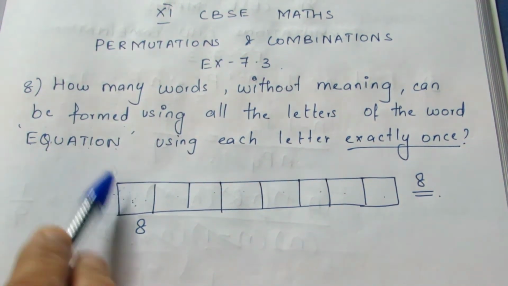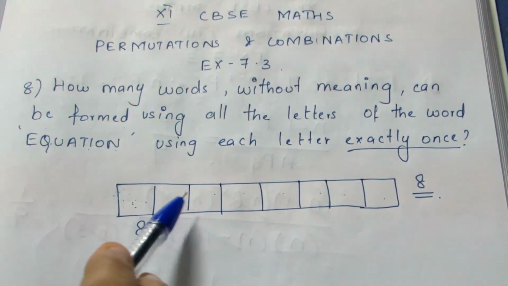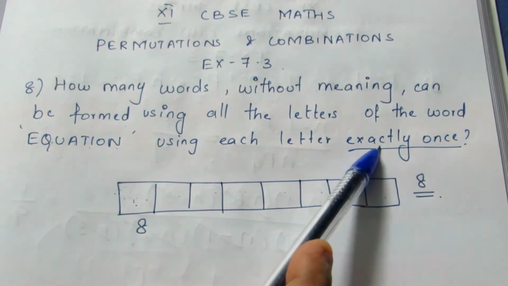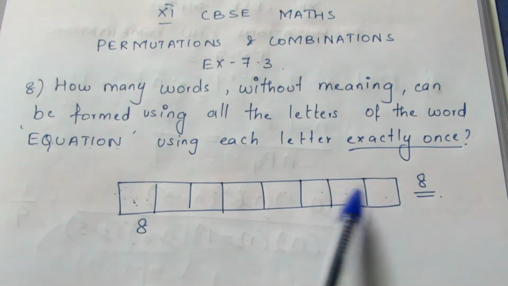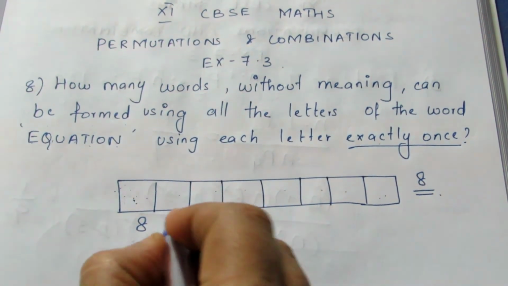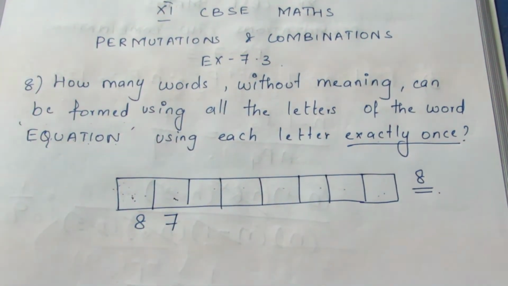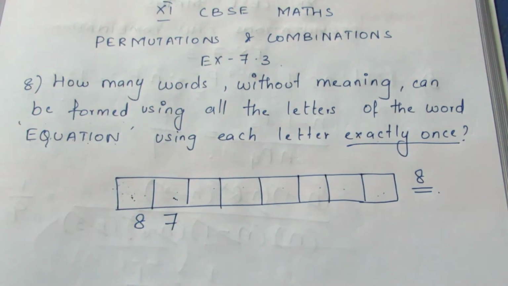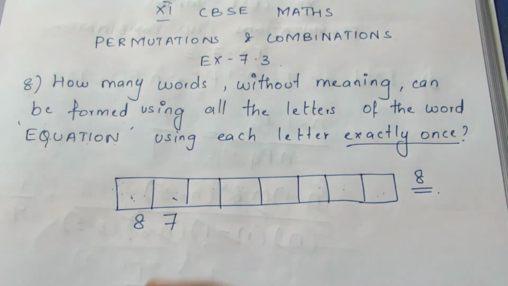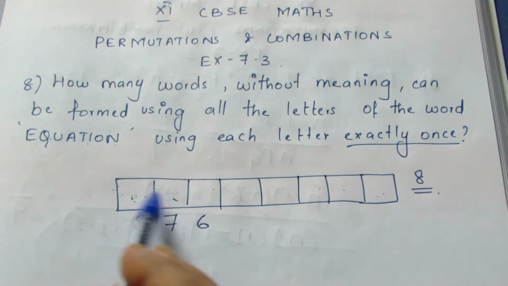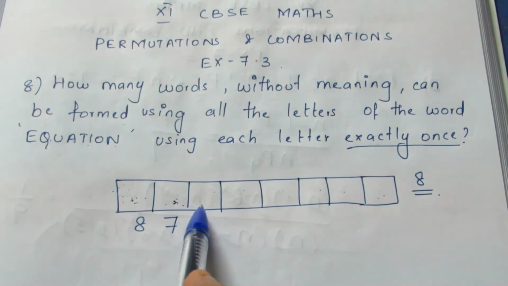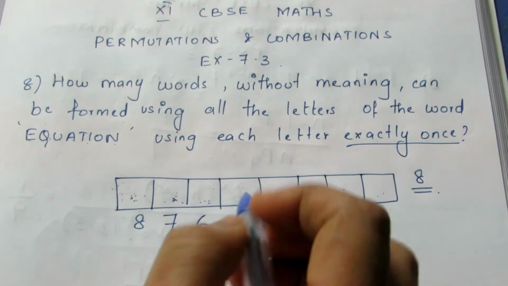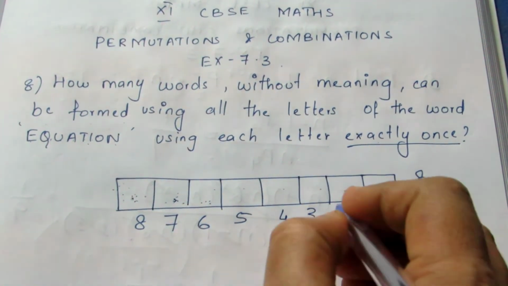If I fill one letter here, say A, I can't write A anywhere else because it is exactly once that I need to fill the letter. As I have already written it here, I can't repeat it. So leaving A, I can fill the second box in exactly 7 ways. I can write any of the 7 remaining letters. Here it can be filled in 6 ways because we have written two letters already. The rest of the 6 we can fill here. Here with 5, same with 4, 3, 2, 1.